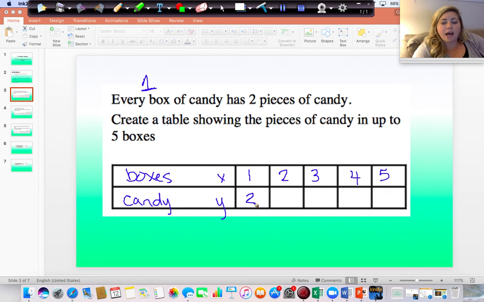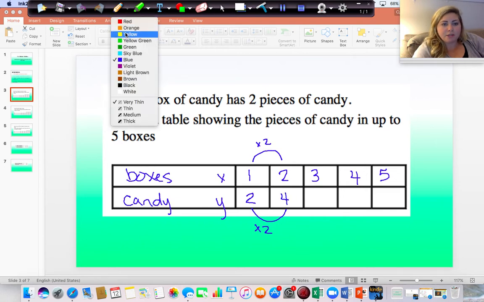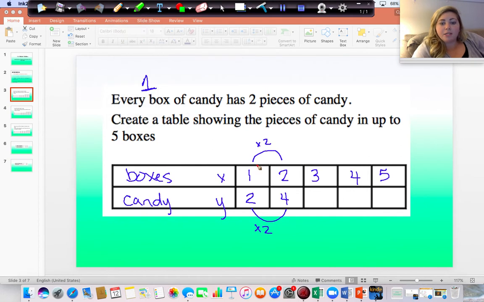Well, if one box has 2 pieces of candy in it, then if we multiply this times 2 to get 2, 1 times 2 gives us 2, then we have to multiply the bottom times 2. 2 times 2 gives us 4. I'm going to do this in a different color now. To get from 1 to 3, we need to multiply times 3. So to get from 2 to this box, we need to multiply 2 times 3. 2 times 3 gives me 6.